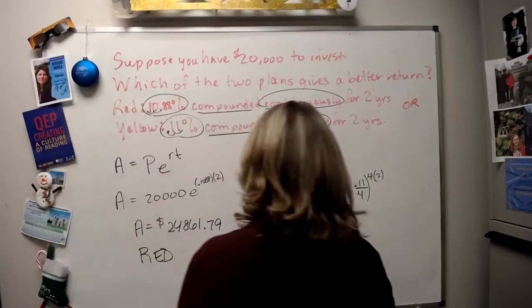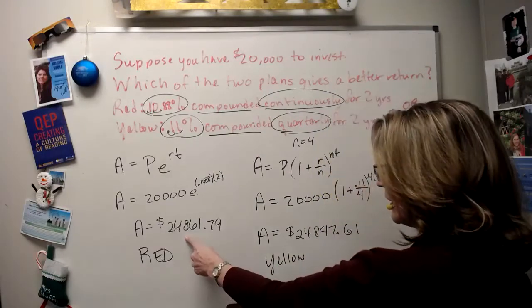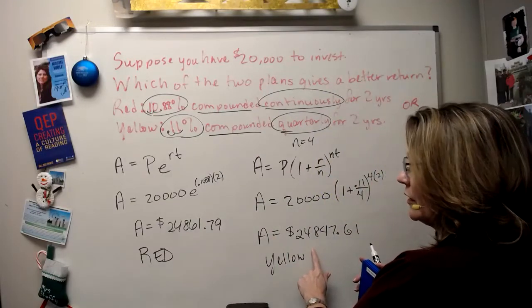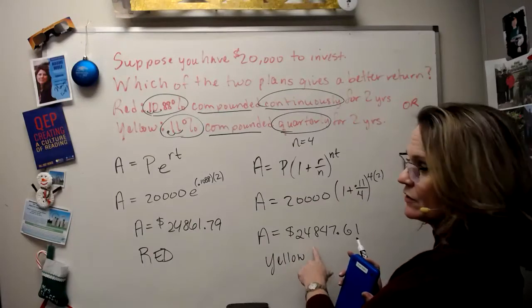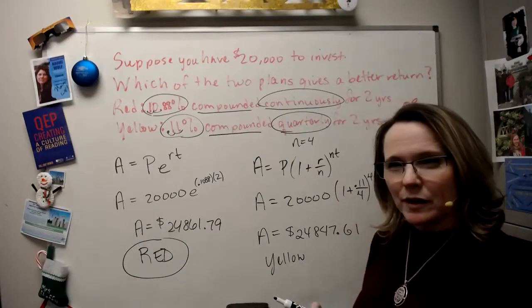And now I can compare the two plans. The red plan gave me $24,861. The yellow plan gave me $24,847. So in this particular instance, the red plan would be the better plan. We'd get a better return on that.